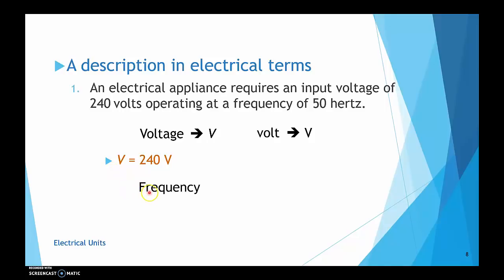The symbol for frequency is f. The symbol for the unit hertz is Hz. Therefore, we can represent this as frequency f is equal to 50 Hz.